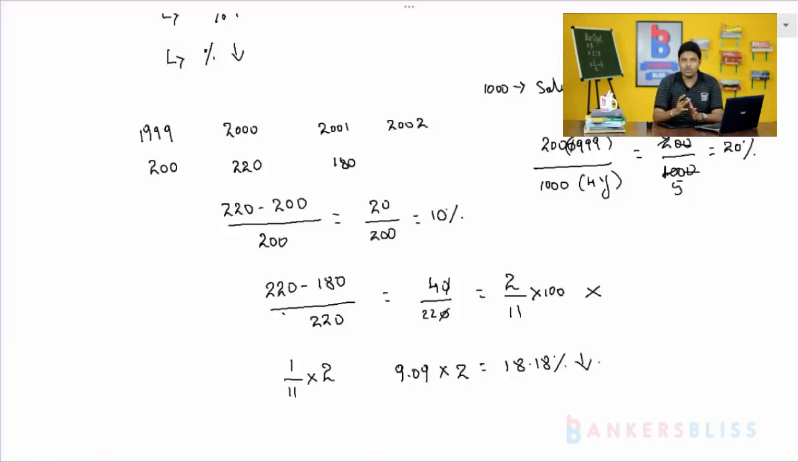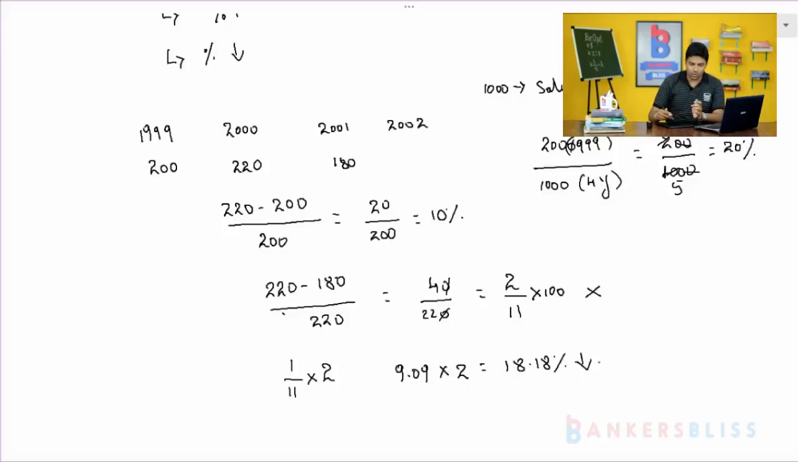You should remember the value of 1 by 11. The percentage value of 1 by 11 is 9.09 percentage. So you multiply by 2, and you are going to get 18.18 percentage. After the decimal value also, you are going to get the exact answer. So 18.18 percentage is decreased. This is how to calculate the percentage increase and percentage decrease.